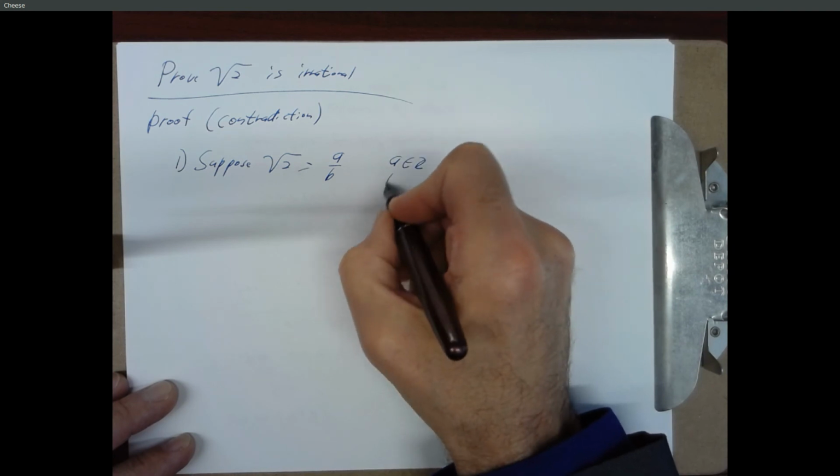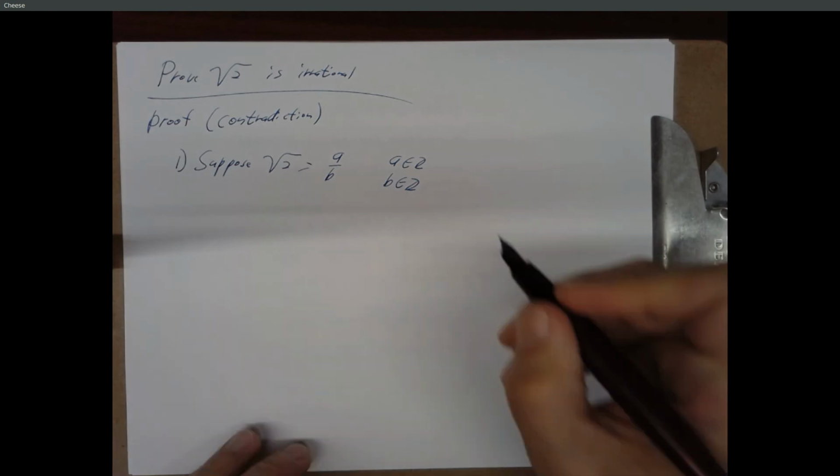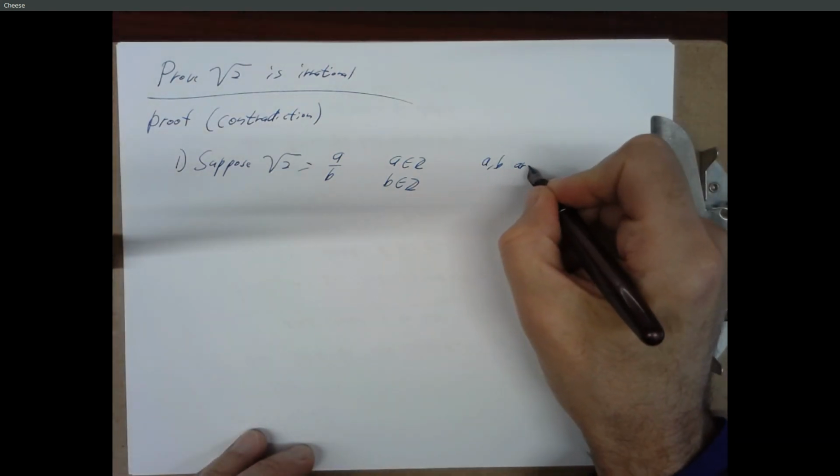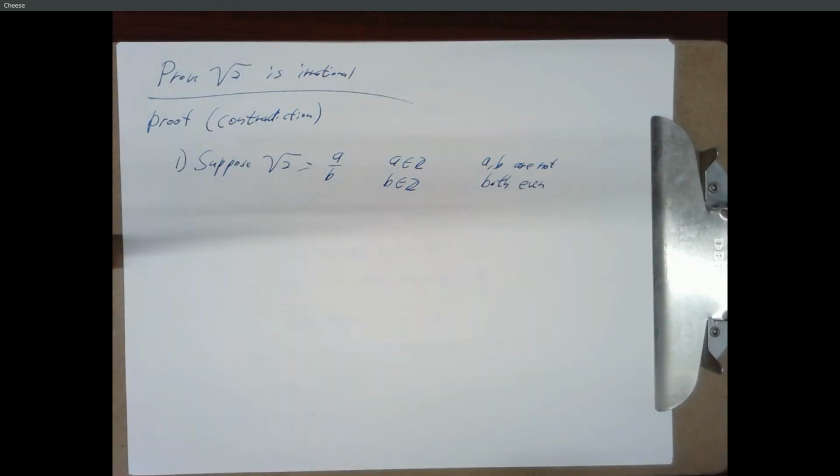where a is an integer and b is an integer. And I'm going to throw one more condition on a and b, which is a and b are not both even. One of them can be even, but not both. And that's not really a restriction, because if they're both even, we can divide them both by 2, and we'll still have 2 integers. And if both of those happen to be even, we could divide them both by 2, and since they're even, we'd still have 2 integers, and their quotient would still be square root of 2.